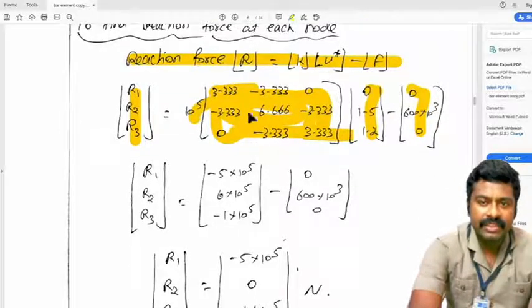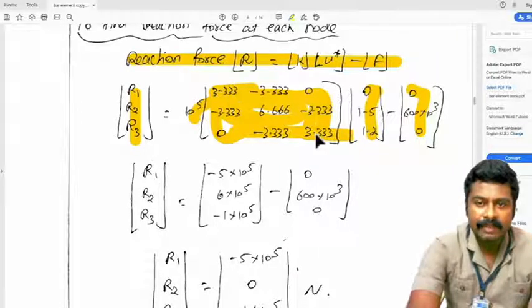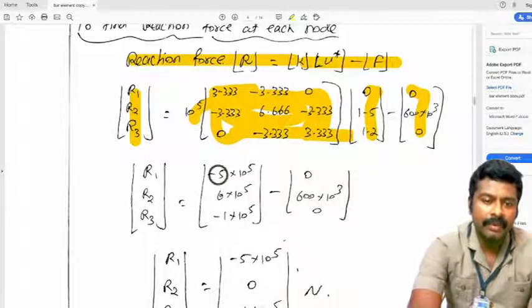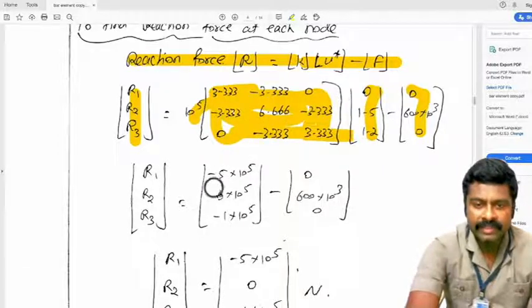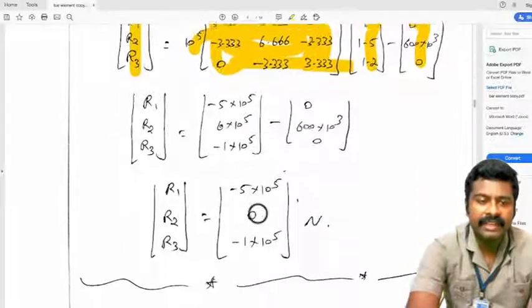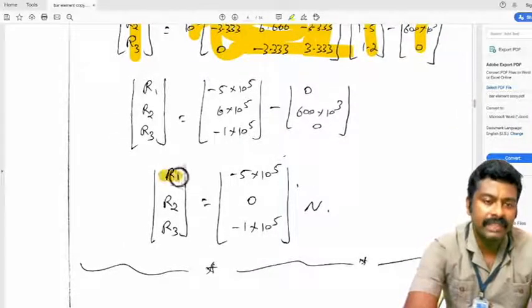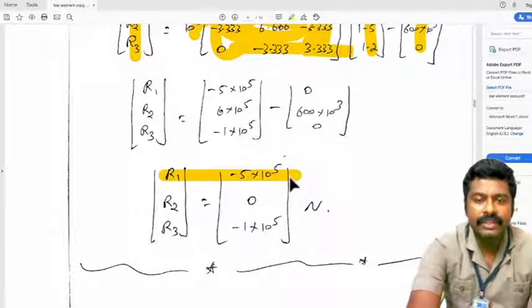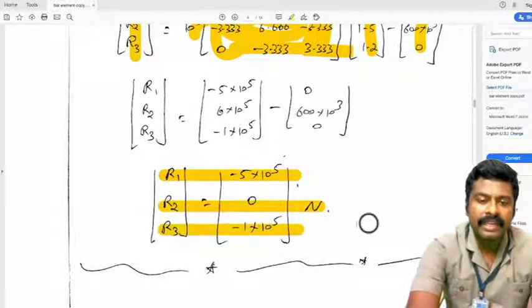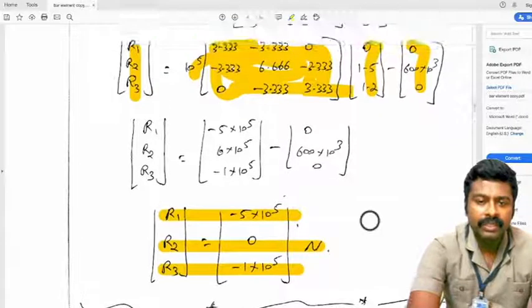After simplifying this equation, so the matrix is a 3 by 3 matrix into a 3 by 1 matrix, you will get a 3 by 1 matrix, 3 rows 1 column. Simplify this equation, finally the resultant force value yields R1 equal to minus 5 into 10 raised to 5 Newton, R2 equal to 0 Newton, R3 equal to minus 1 into 10 raised to 5 Newton.